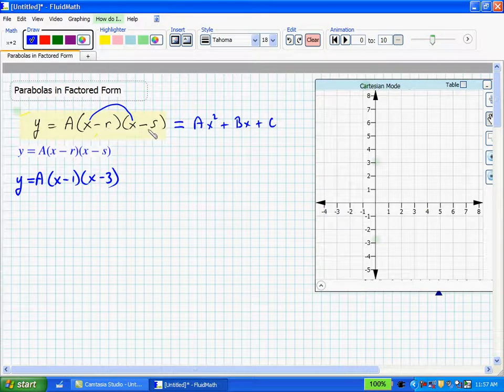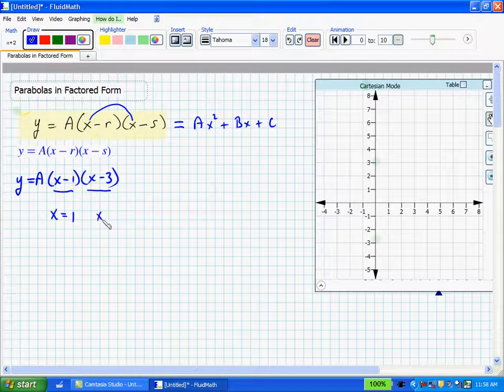The advantage of this form is when things are multiplied together, if any of the factors equals 0, then you know the whole product will be 0. So here's an example of a parabola in factored form. y equals a times (x minus 1) times (x minus 3). If any of the factors equals 0, the whole product is equal to 0. So if x equals 1, this middle factor is going to be 0. A times 0 times whatever that is going to give us a product of 0. And therefore, when x equals 1, the y coordinate is 0.